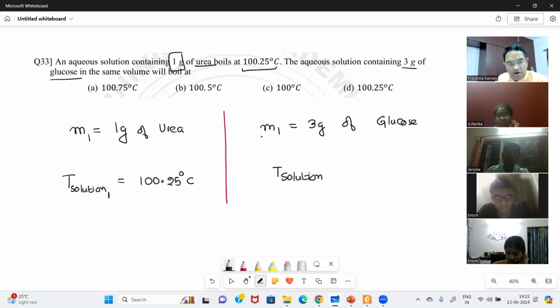Let's say this is the boiling point of solution 1. Now I want to find the boiling point of solution 2. Volume remains same.